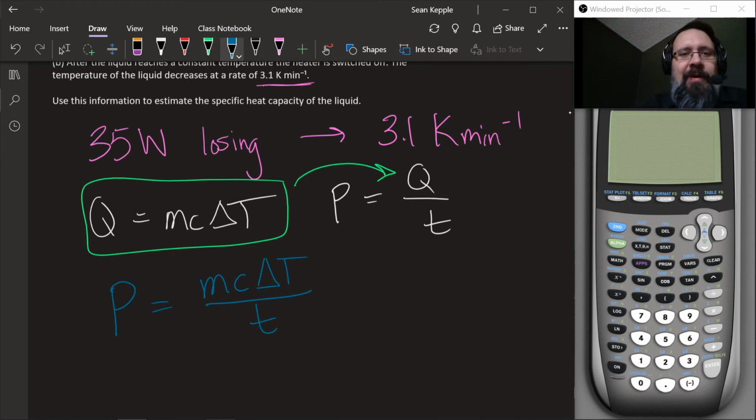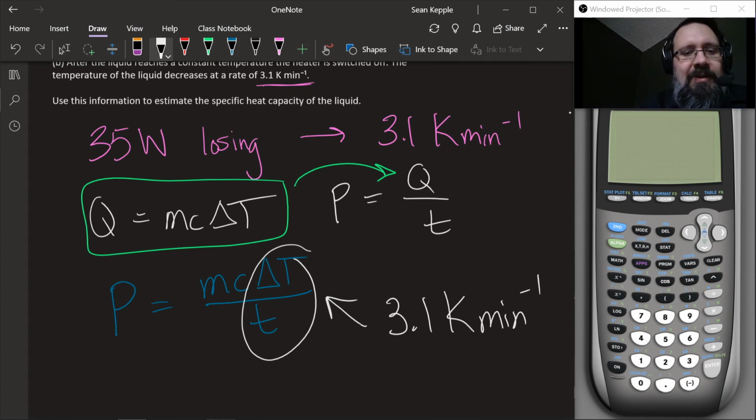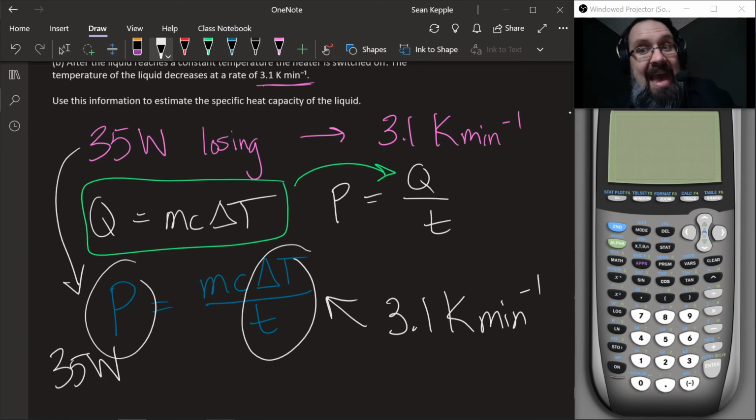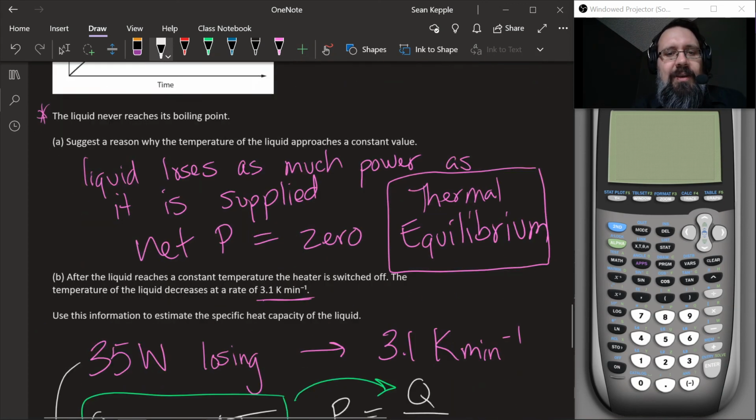Okay, so here's what we know. We know delta T over T. We know what that is. It was 3.1 Kelvin per minute. We also know what the power was. That was 35 watts. So all we need to know is the mass, and then we can find the specific heat. But we know what the mass is because it said it in the problem. It said that the mass was 0.24 kilograms.